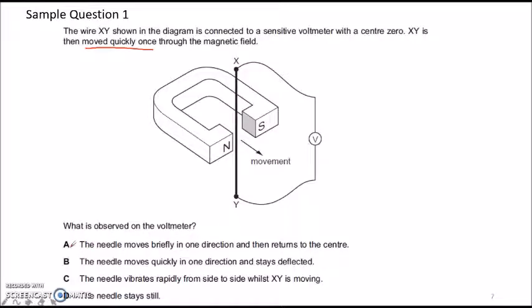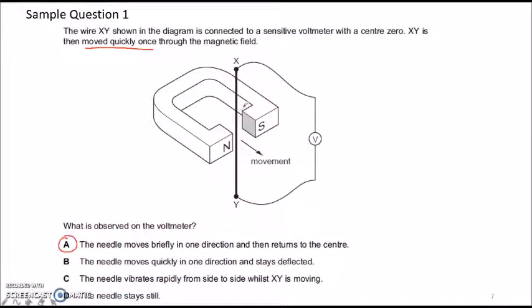Okay, let us look one by one, A, B, C, D. A, the needle moves briefly in one direction and then returns to the center. B, the needle moves quickly in one direction and stays deflected. C, the needle vibrates rapidly from side to side whilst XY is moving. D, the needle stays still. Okay, so here the movement is only once and it is quick. So the answer will be A.